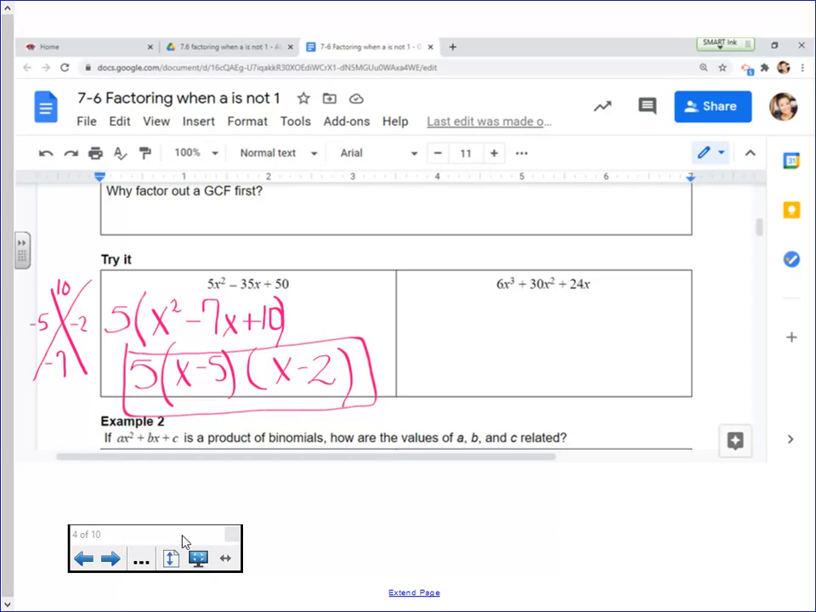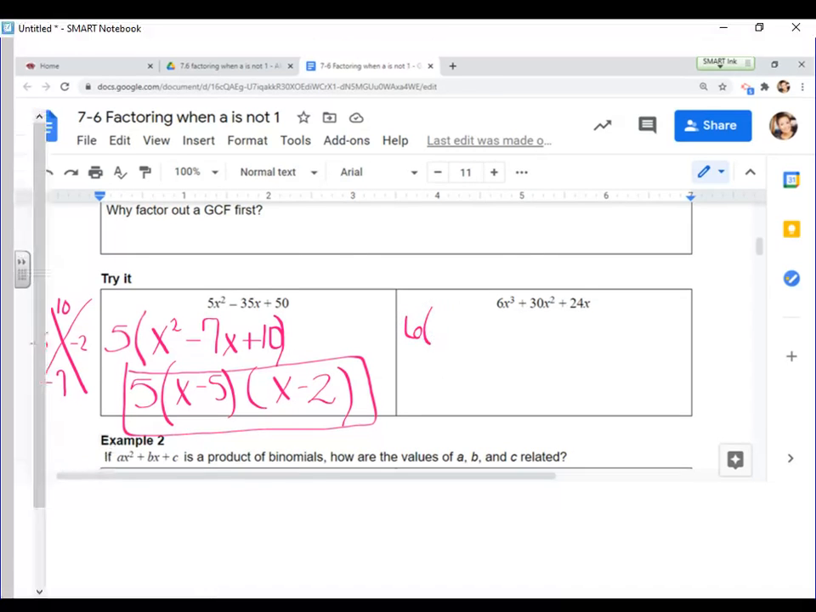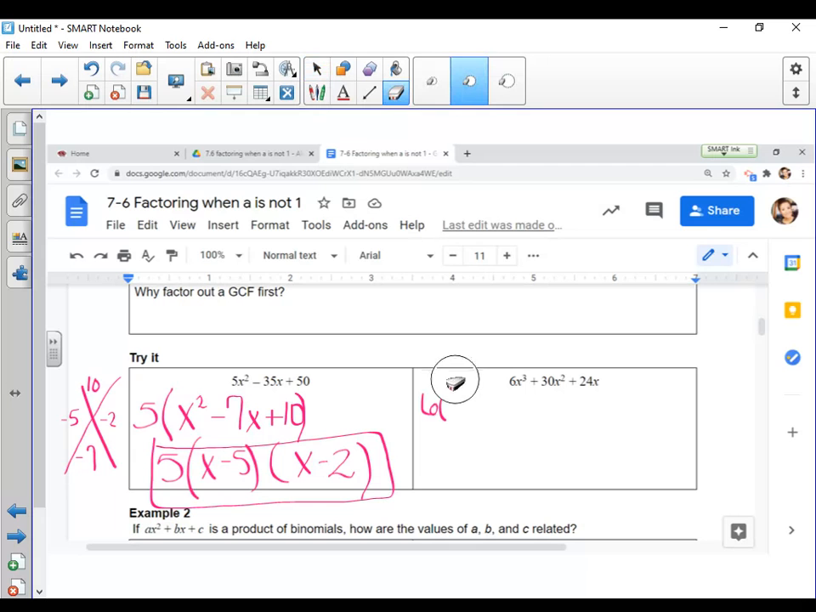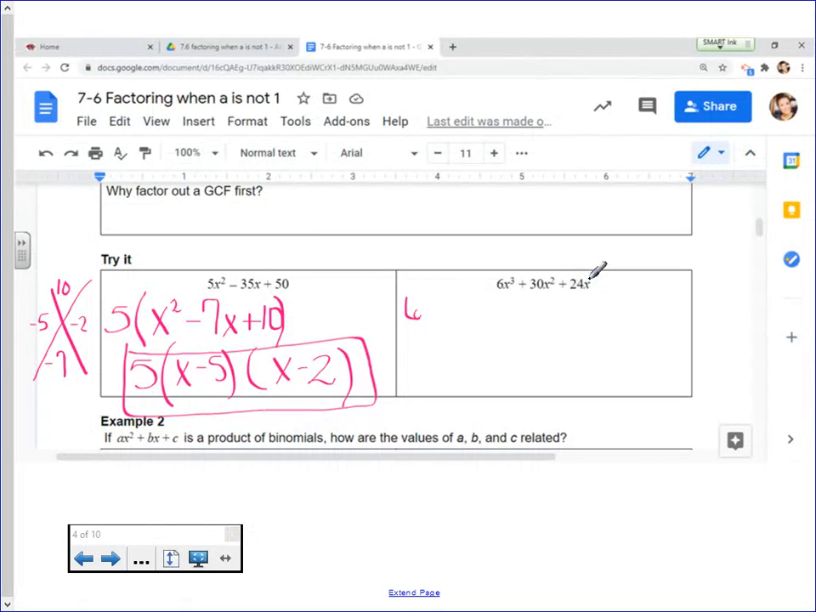The last one that's just like this, you do the same thing. You look for the smallest number that you have. I have a 6, a 30, and a 24. I'm going to see if I'm able to divide all the other numbers by 6. And I can, so I know the number I'm going to take out is a 6. We can also take out a letter this time. The letter we can take out is just 1x, because the smallest value was right here, x.